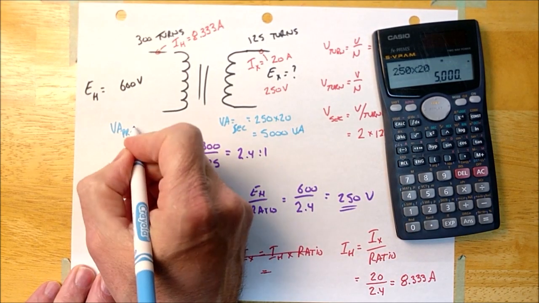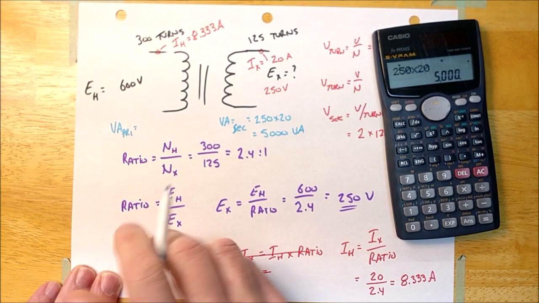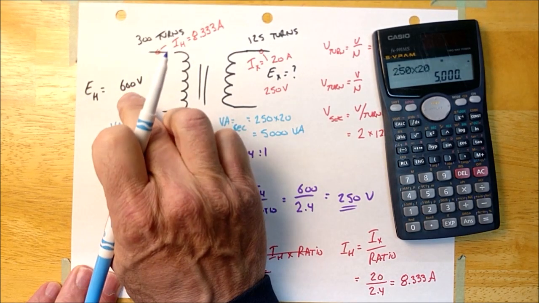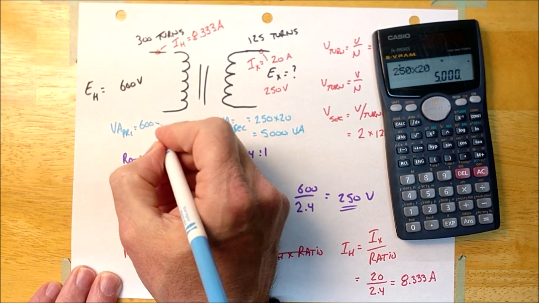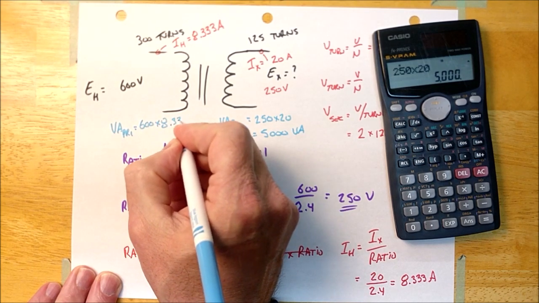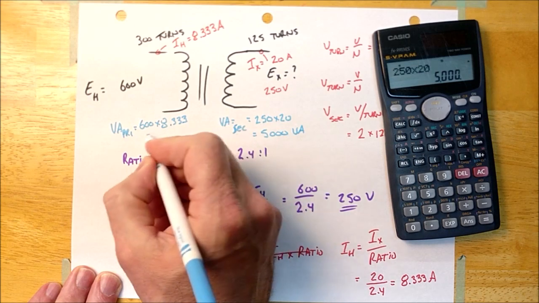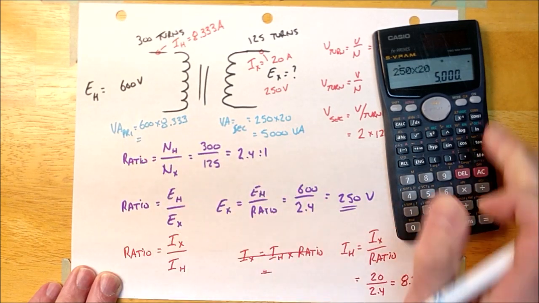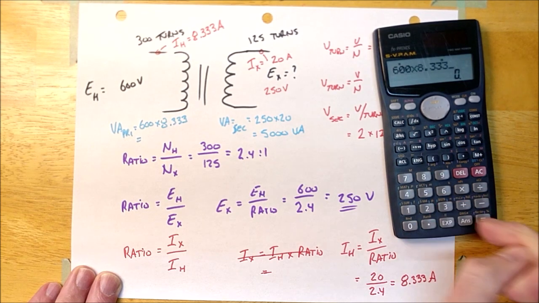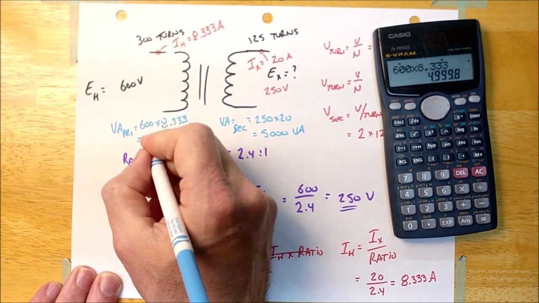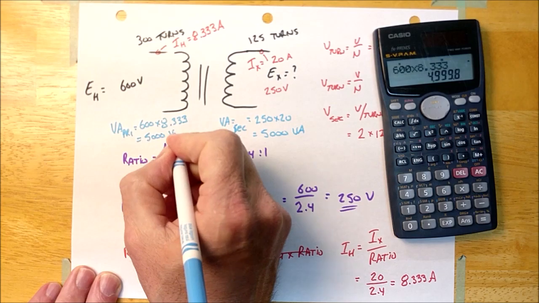And just for fun, we're going to calculate the VA on the primary. It's going to be the voltage on the primary times the current on the primary. So it should be 600 times 8.333. Okay, and so here we go. 600 times 8.333. Yes, 5,000 volt amps.